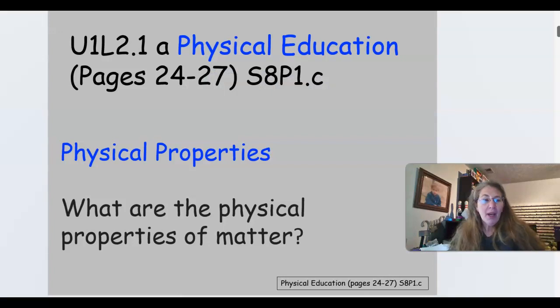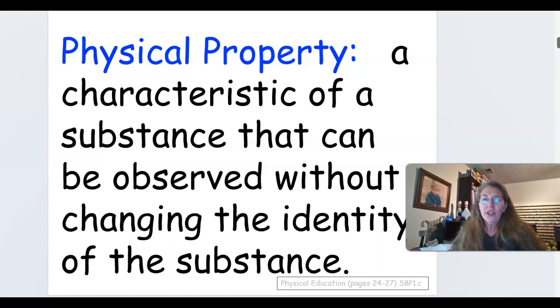The first type of property that we're going to talk about is a physical property. So we're going to talk about the different types of physical properties that we can encounter. You should be following along in your textbook, which is your guided notes for this part, and you have the definition of a physical property. Vocabulary is very important, so I would suggest that you highlight this definition on page 24.